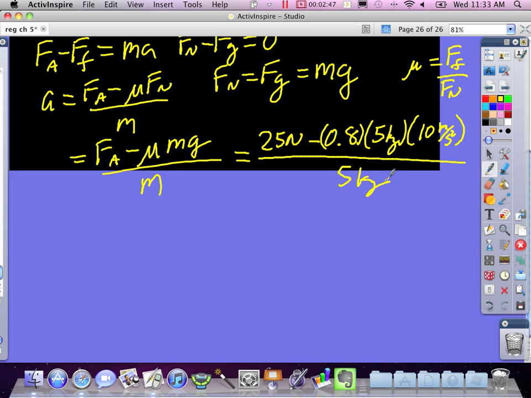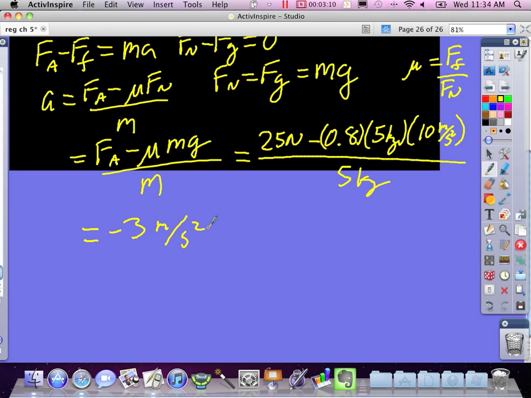So then that's going to leave me with an acceleration. So this times that is 8, times that is 40. And then that makes negative 15 over that. So that's minus 3 meters per second squared. So the acceleration caused by friction is negative 3 meters per second squared.